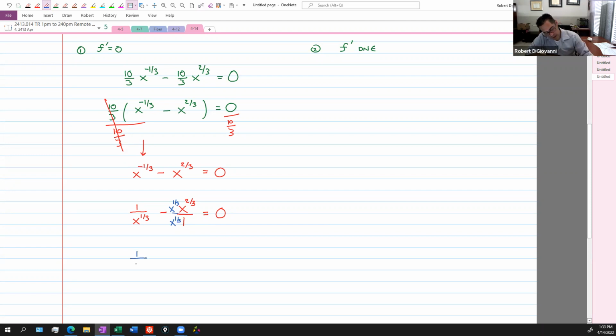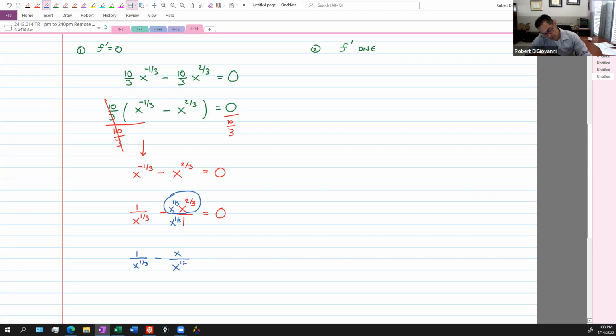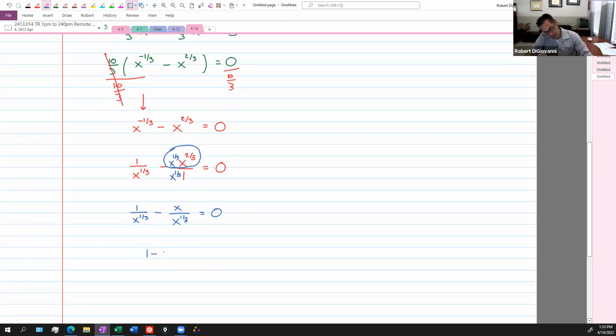So I'll have 1 over x to the 1/3 minus, now when you multiply these two together, x to the 1/3 times x to the 2/3, what do you do with those powers, 1/3 and 2/3? Add them. So what's 1/3 plus 2/3? 1, right? That's 3/3, so that's 1. So that's just an x there. X over, on the bottom we have x to the 1/3, the common denominator now. And then we can put these together because they have the same denominator, so it just becomes 1 minus x over x to the 1/3 equals 0.